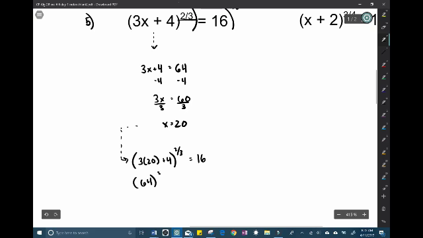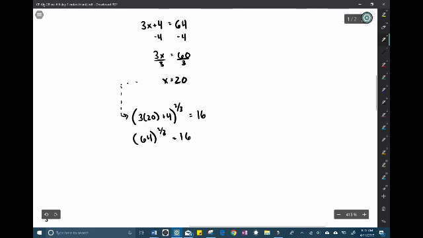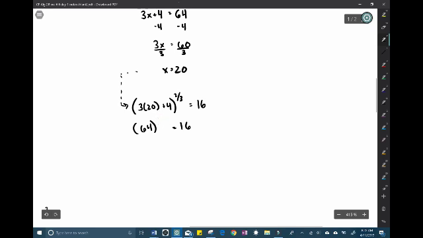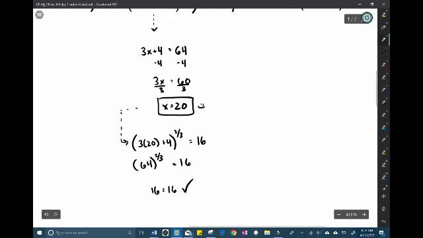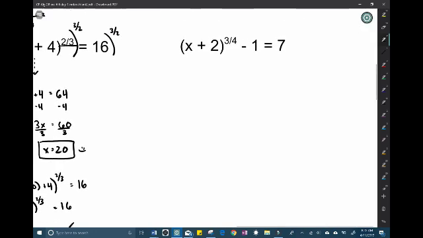64 to the 2/3 is equal to 16. That is a 2/3, I'm sorry. And if you type that in, essentially we do get that to work out. 16 equals 16. It checks out. You can box it off and put a nice smiley face next to it. So it does work. Okay.